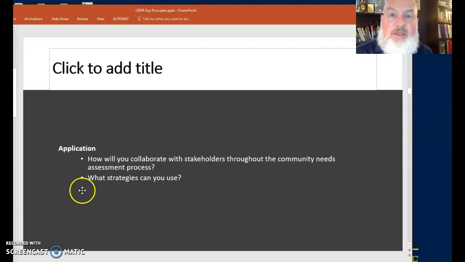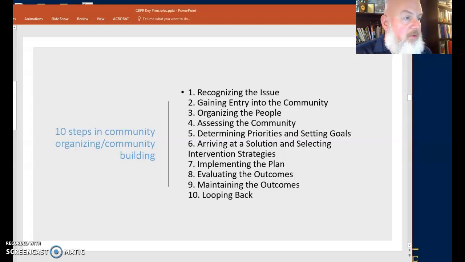I would like for you to consider how you're going to collaborate with your stakeholders through this whole process with the community needs, and think about the strategies that you might want to use that would put you on a better footing for that.